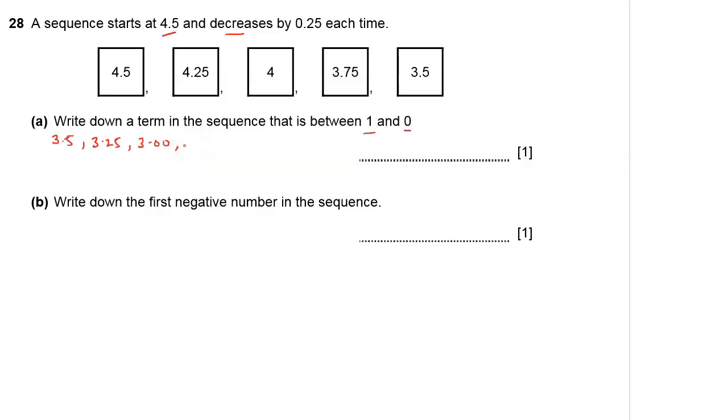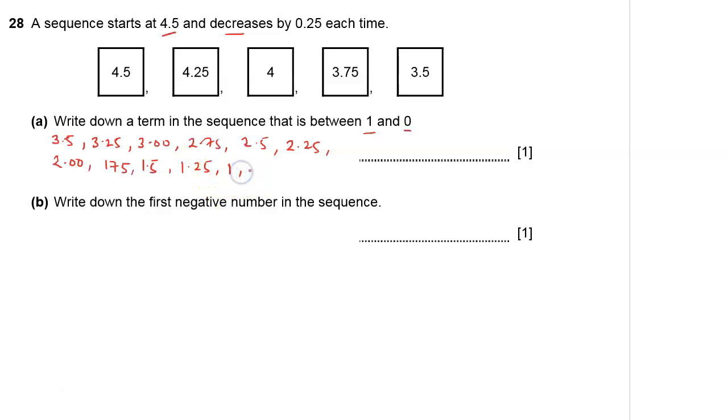So the next term will be 2.75. The next term will be 2.5. The next term will be 2.25, followed by 2.00, followed by 1.75, followed by 1.5, followed by 1.25, and we get to 1.